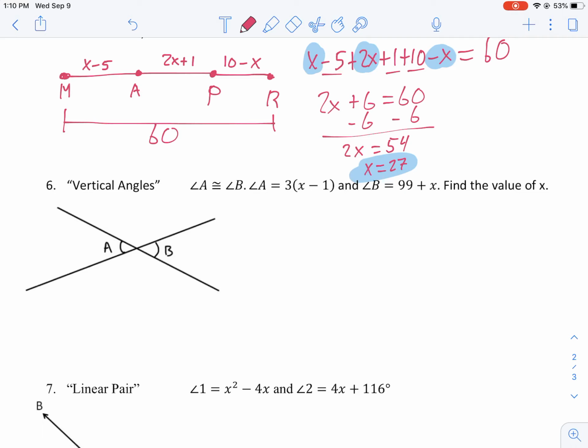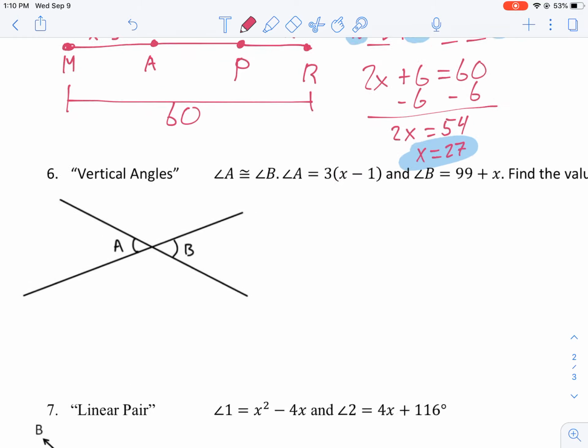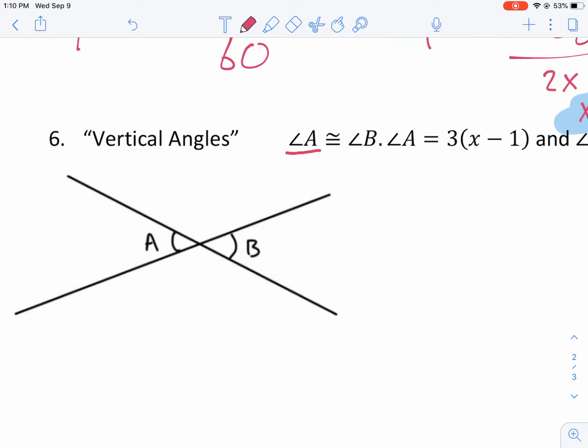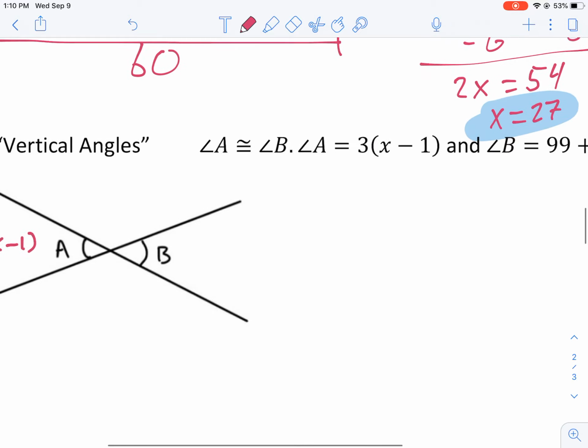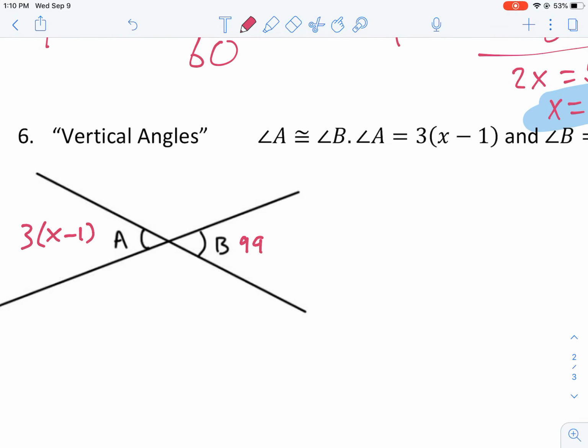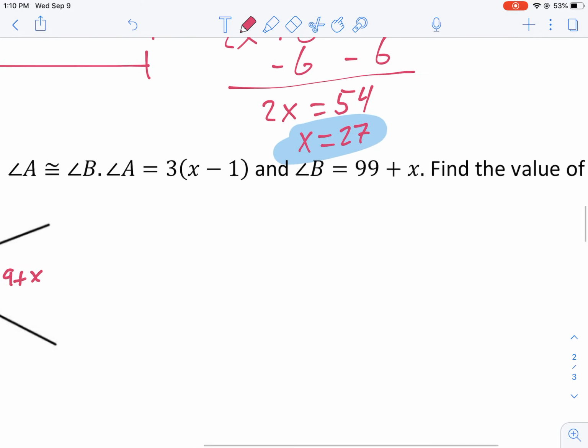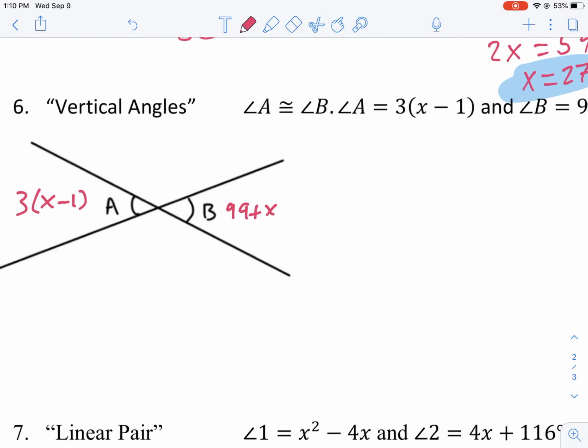Next, we're going to start talking about some angles. We did those either this week or last week, depending on when you're watching this. So vertical angles. If you remember, vertical angles mean that our angles are congruent. So that's what it's telling us right here. Angle A equals angle B, they're congruent. And they also tell us that angle A is 3 times x minus 1, and angle B is 99 plus x. So if they're congruent, what do we do?